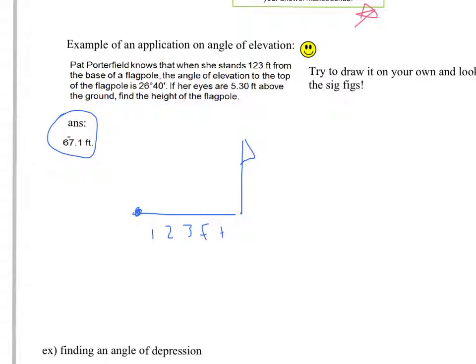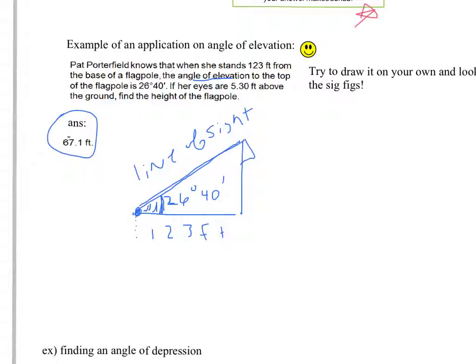from the base of the flagpole, and the angle of elevation to the top of the flagpole, see right there when they speak of the angle of elevation, that's this right here. See, it's from the horizontal to the line of sight. If that helps you, you can even write this here as your line of sight. Okay? So the angle of elevation is 26 degrees and 40 minutes. That's this angle right here. If her eyes are 5.3 feet above the ground, find the height of the flagpole.